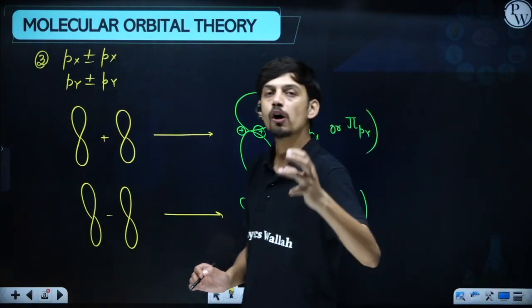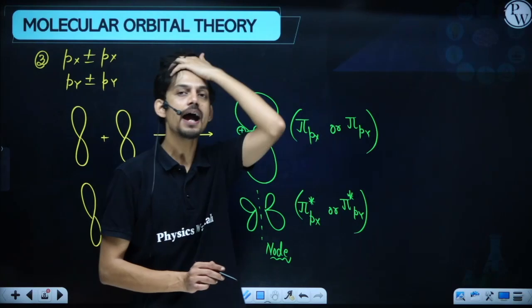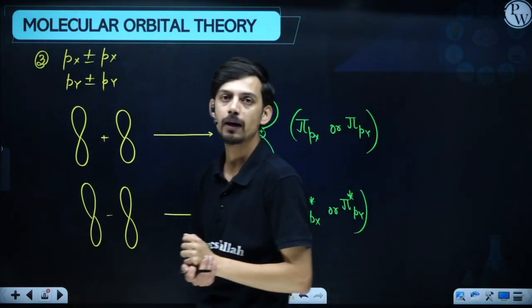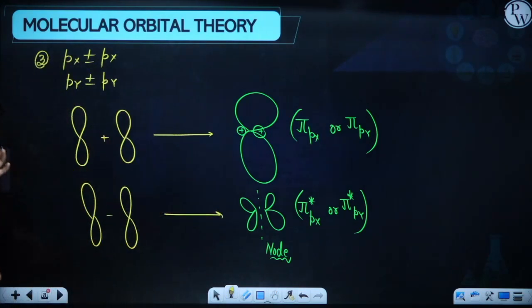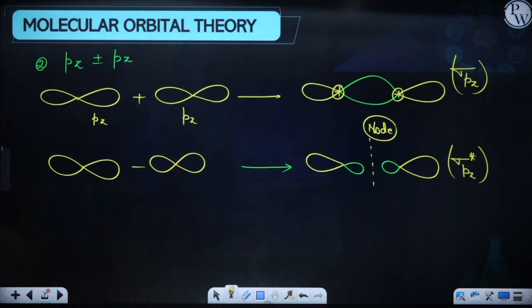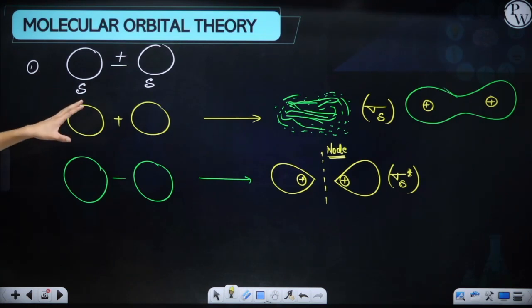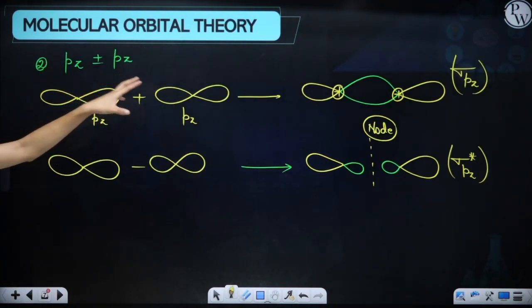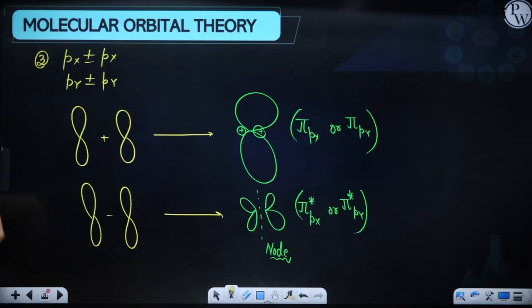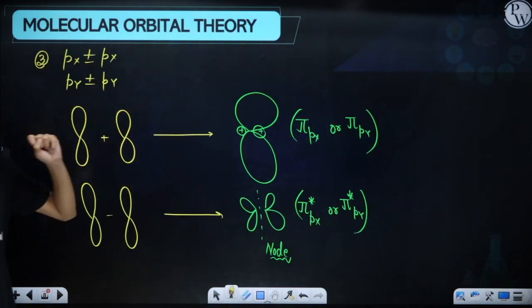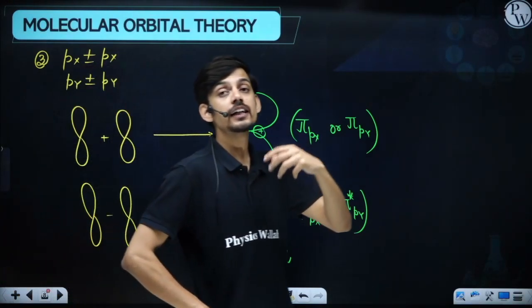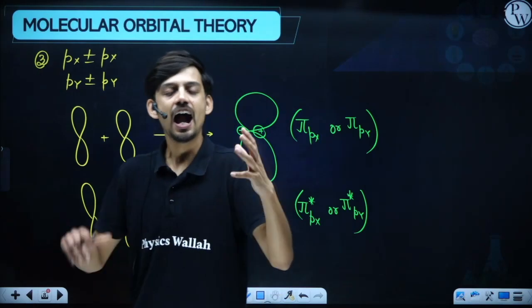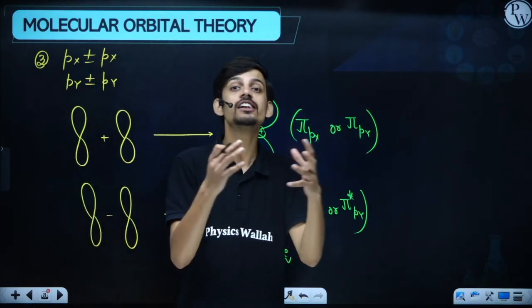So every anti-bonding orbital will have one extra node from its respective bonding orbital. Generally we observe these three types of molecular orbitals: the sigma orbital formed by s, the sigma orbital formed by p orbitals, and the pi orbitals formed by p orbitals. Each orbital will result in two new orbitals, one from attraction, another from repulsion. Attraction will add, repulsion will subtract.